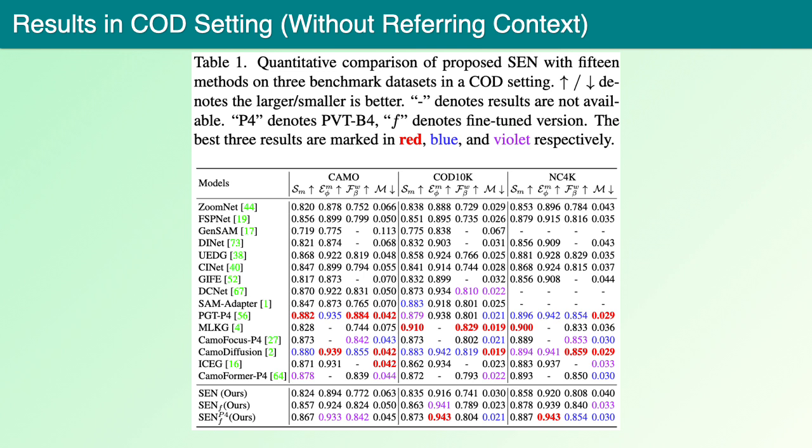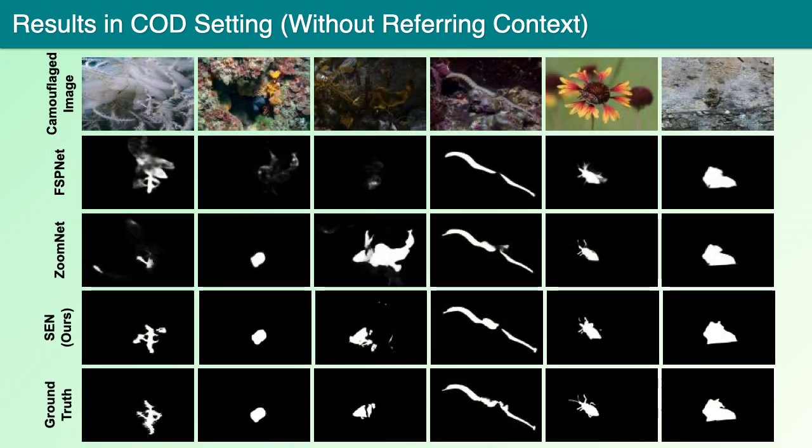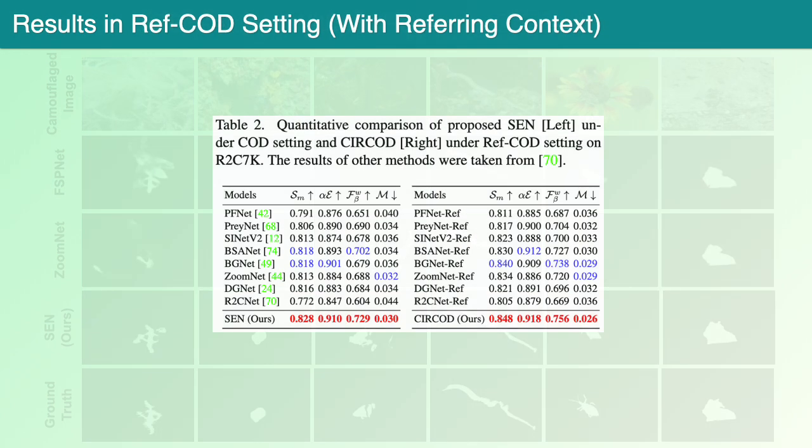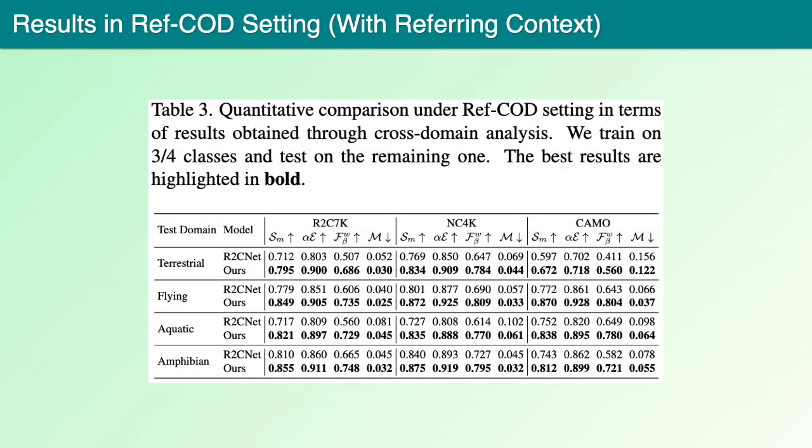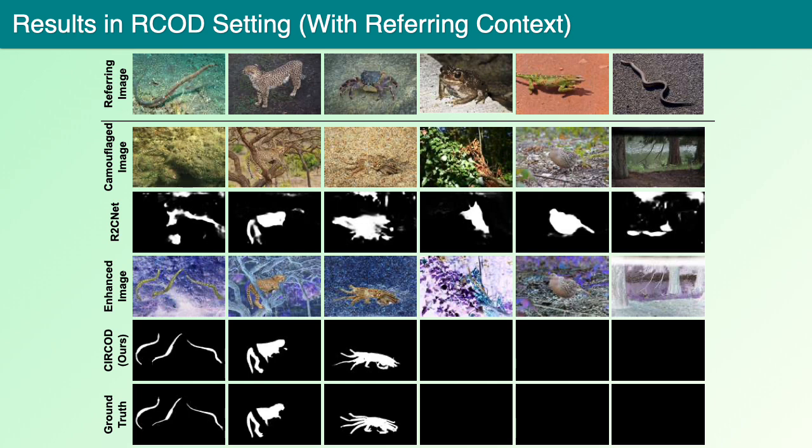Here are the results from our conducted experiments under the COD setting for three benchmark datasets. Our proposed SEN has comparable results to SOTA methods, but it is important to note that SEN is not our final outcome but only a side product. These are the visual results in the COD setting. Here we see the experiments in the RefCOD setting. As seen, our method surpasses previous methods by a certain margin. This table represents the experiments conducted in the RefCOD setting covering the out of distribution scenario. We train the network on 3 out of 4 major classes and test on the remaining one. These are the visual results in our RCOD setting.